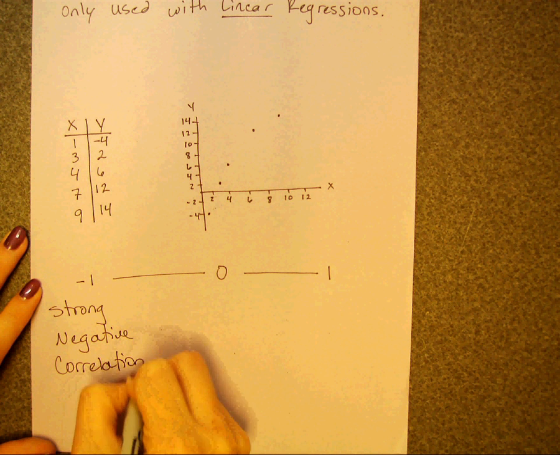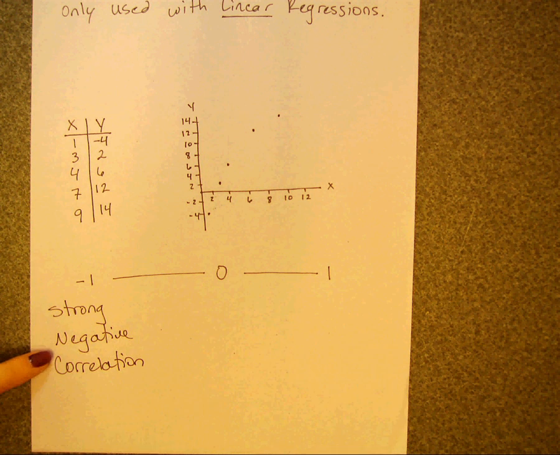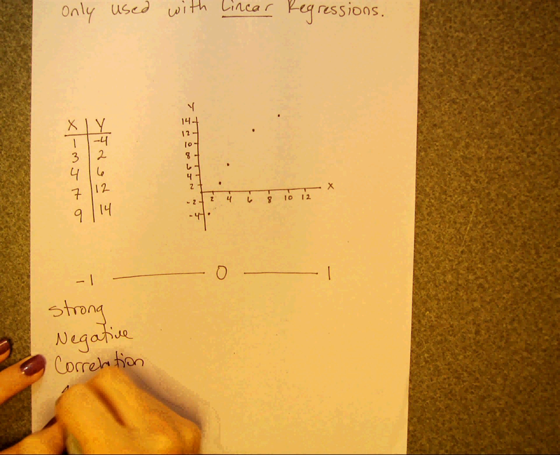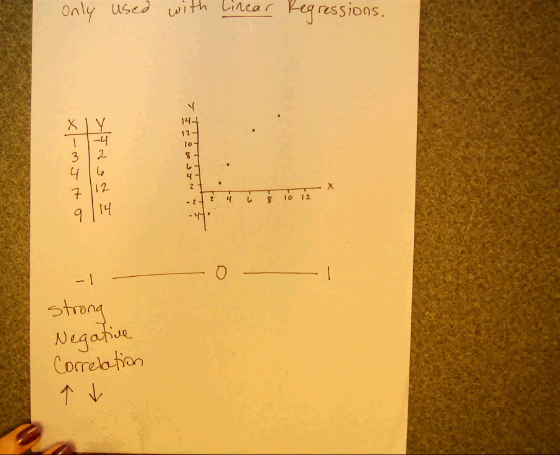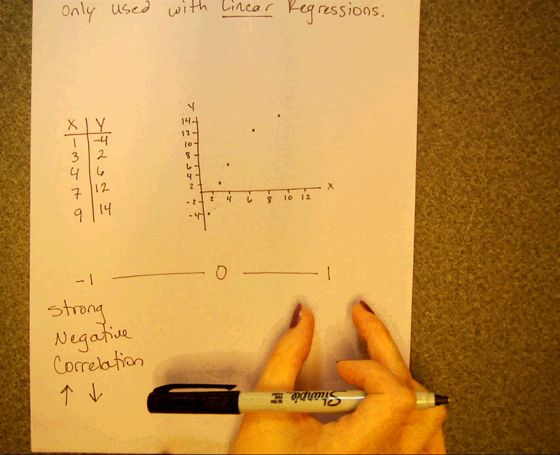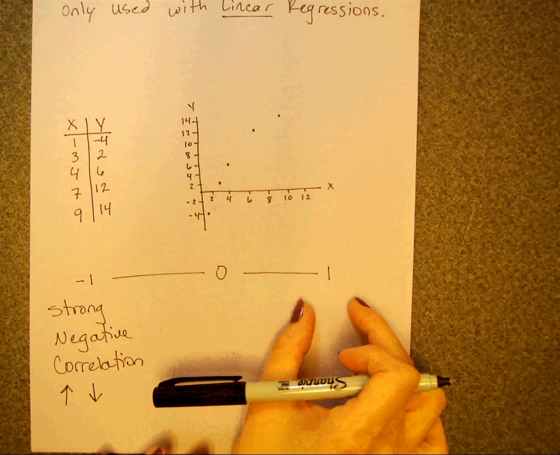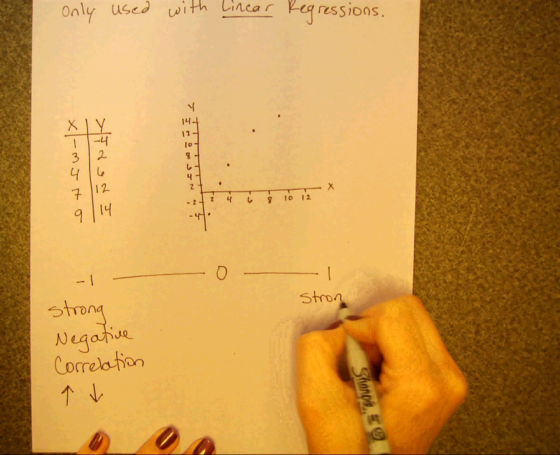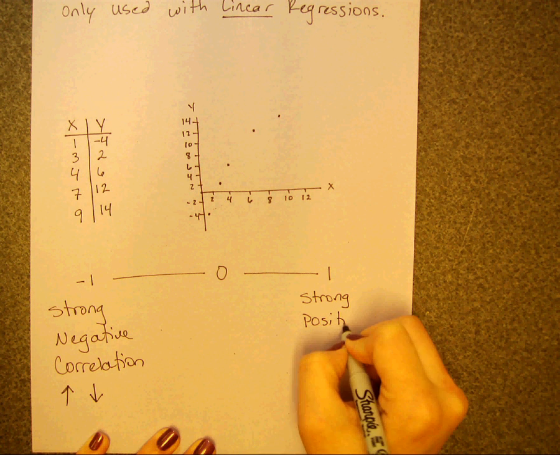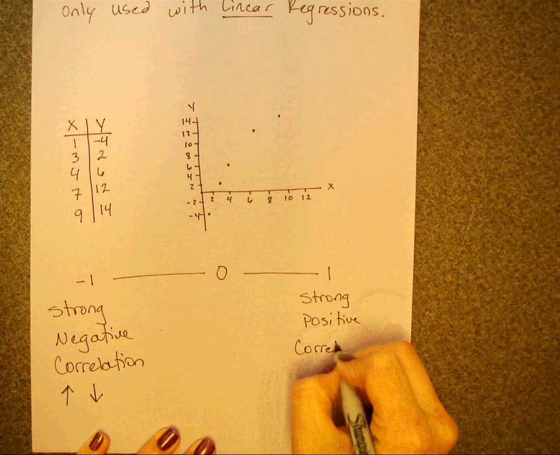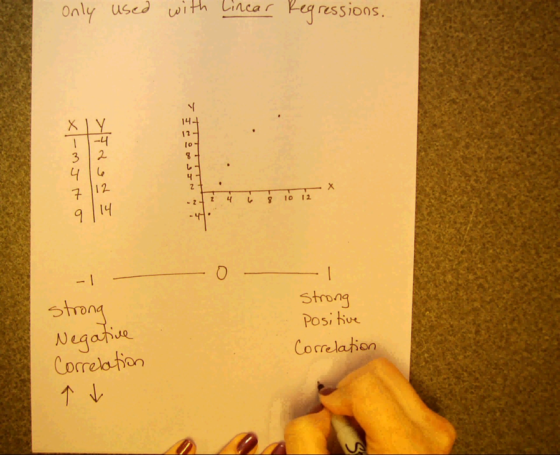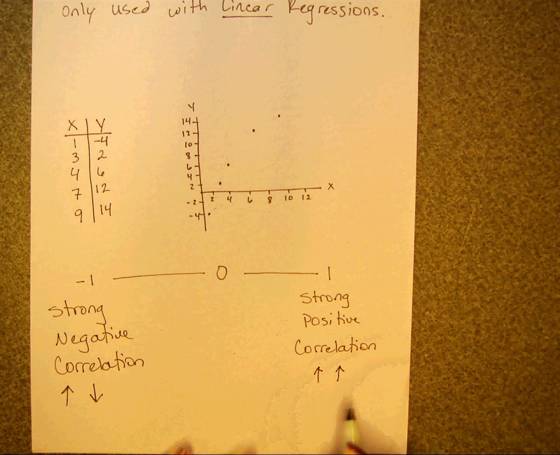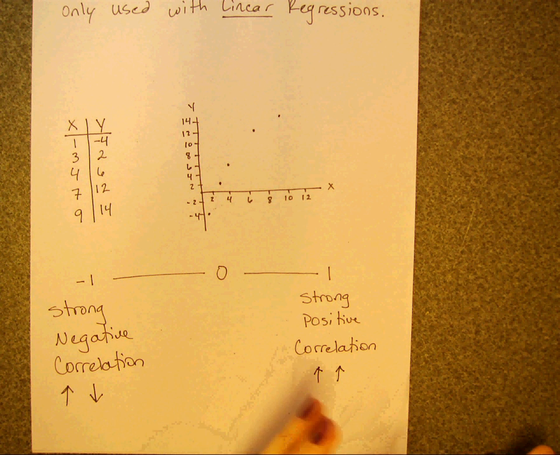Remember what a negative correlation means: as one of my values goes up, so maybe the x goes up, my y value would go down, or vice versa. So that's our strong negative correlation. The closer our correlation coefficient is to +1, the stronger the positive correlation. Again, recall that a positive correlation means that both of my values would be going up. If the x went up, the y went up, so it'd be increasing versus decreasing.